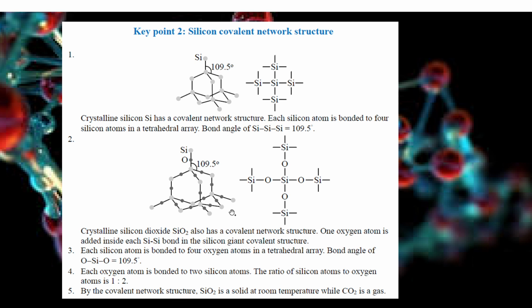Still a tetrahedral structure. And you can see one oxygen is bonded to 2 silicon, right? So the ratio of oxygen to silicon is 1 to 2. Okay, so funny thing. You can see it is a giant structure, so it is solid at room temperature, but carbon dioxide is a gas at room temperature.